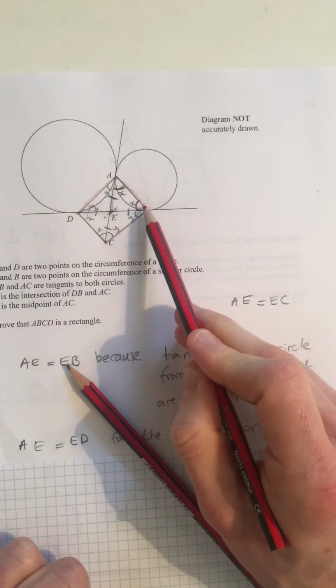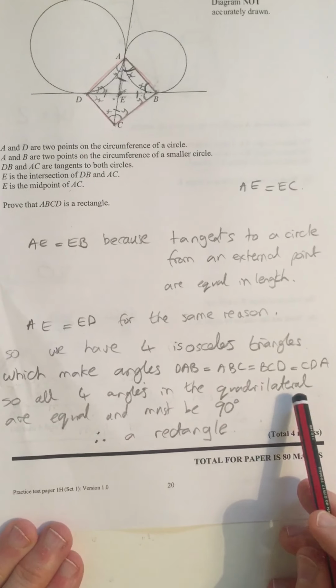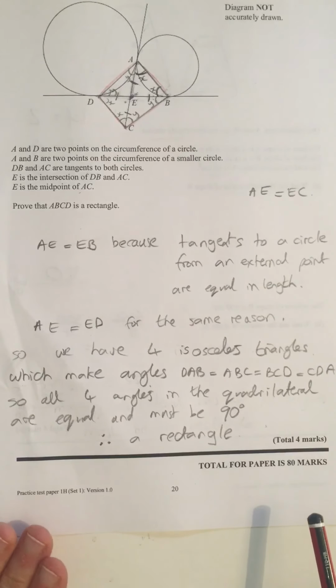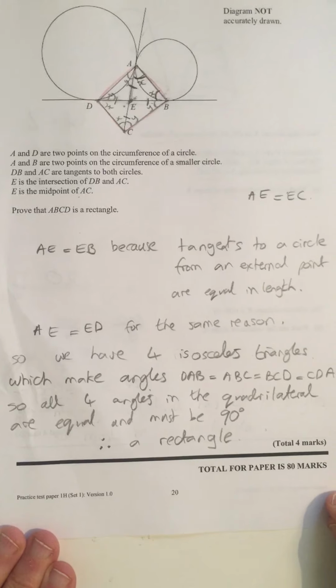So actually, the four angles in this red rectangle are all the same. So if you have all four angles in the quadrilateral that are equal, they must all be 90 degrees. Therefore, it must be a right angle. And that's the key thing here.